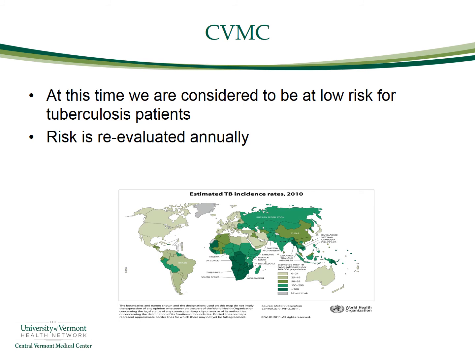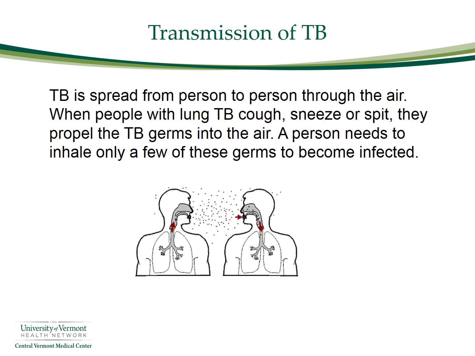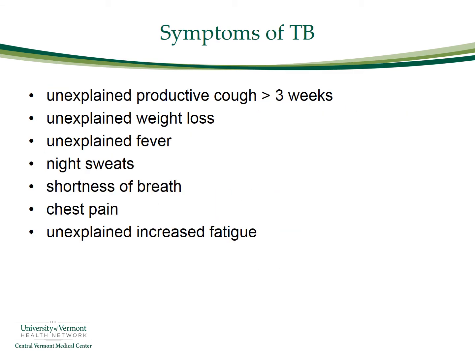Risk is reevaluated annually. TB is spread from person to person through the air. When people with lung TB cough, sneeze, or spit, they propel the TB germs into the air. A person needs to inhale only a few of these germs to become infected. Think TB during patient assessment.